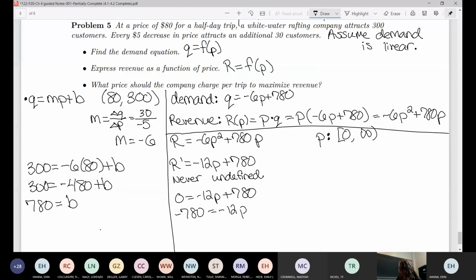I should have added the 12 over to the other side. Oh well, same idea. So we do some algebra. We will get that P equals 65. Now, we need to check with a number line.